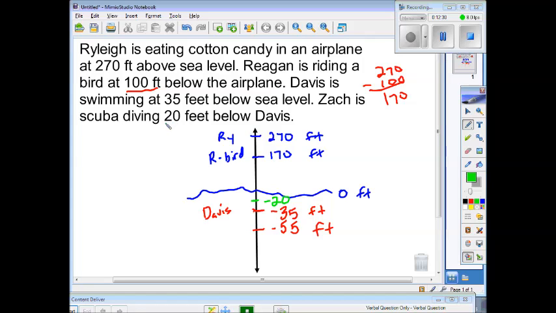Because they see 20 feet below and they say, oh, but does it say 20 feet below sea level or does it say 20 feet below Davis? Yes. Okay. So this would be incorrect. You guys understand why? Everybody getting this?